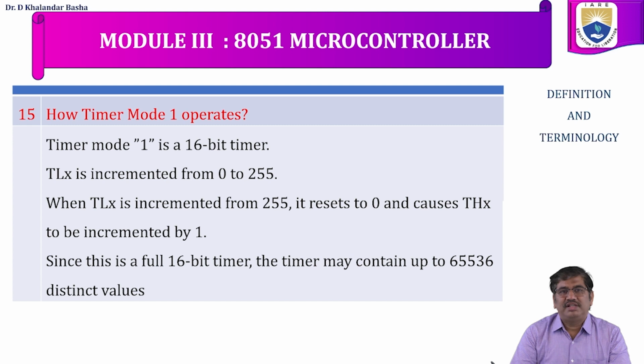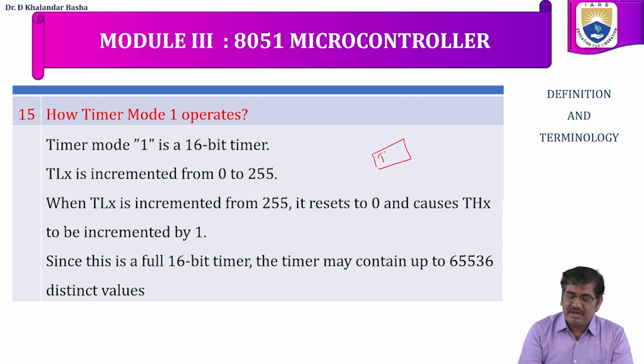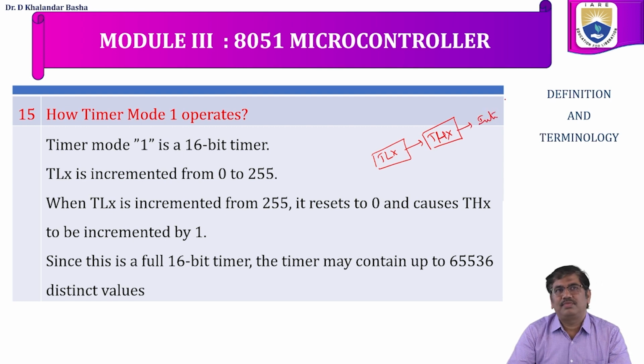For timer 0, TL0, and for timer 1, TL1, that is TLX, is incremented from 0 to 255. When TLX is incremented from 255 to 0, that causes THX to be incremented by 1. So for every TLX overflow, THX is increased. When THX overflows, it will generate an interrupt.